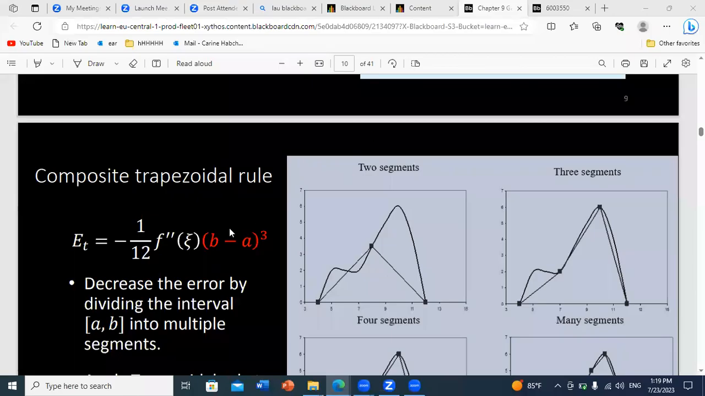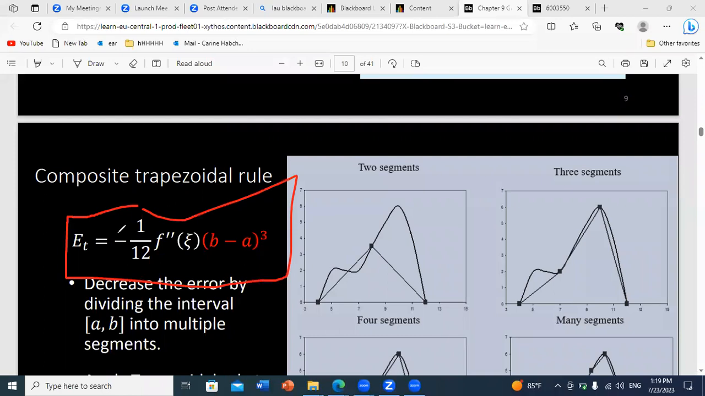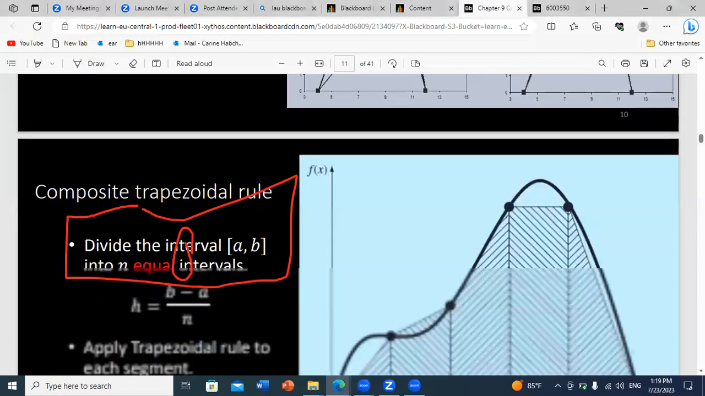Okay, we were talking about the error form. If you remember when we talked about the errors, we have first the exact error and an approximation of the error. The exact error for the composite trapezoidal rule is minus 1 over 12 f second of epsilon times (b minus a) cubed. But we said that this epsilon is unknown. So this is why we did further derivations to come up with a more useful form for the error.